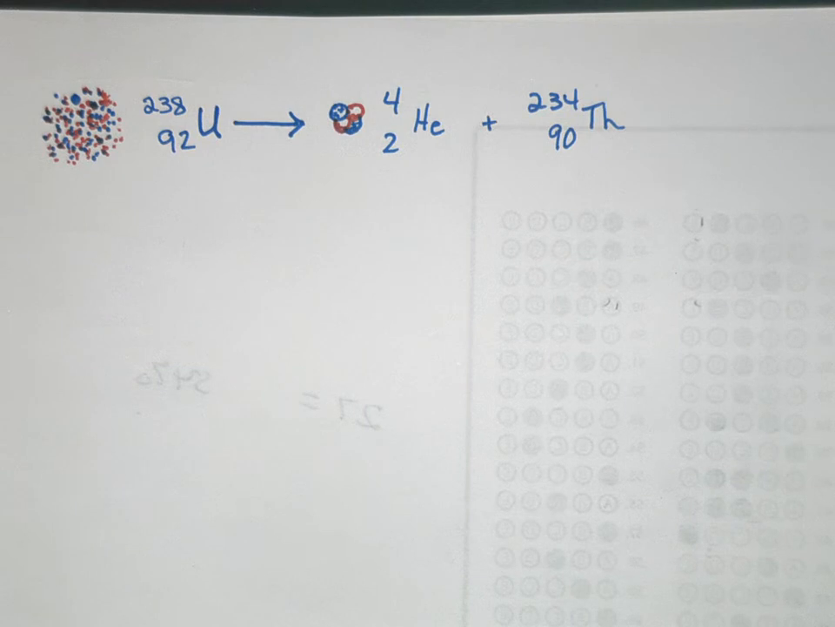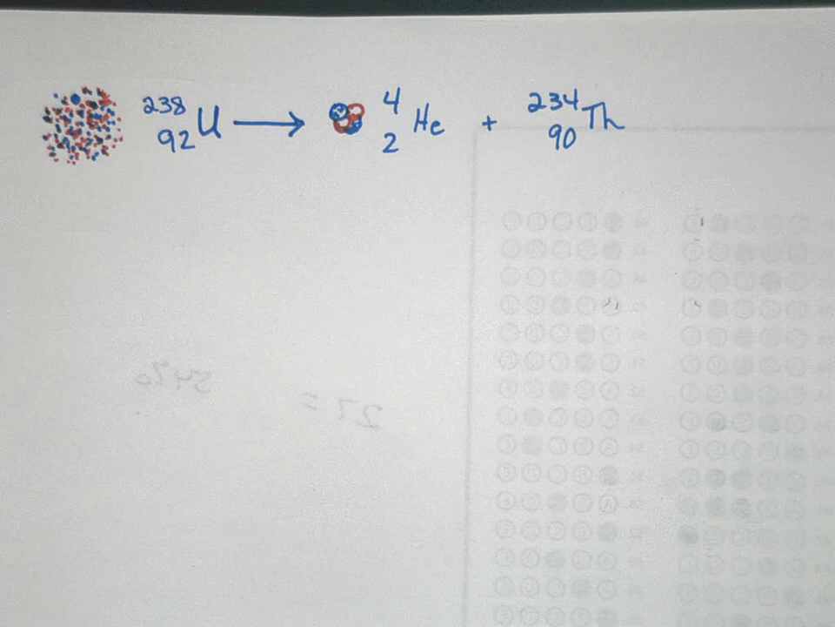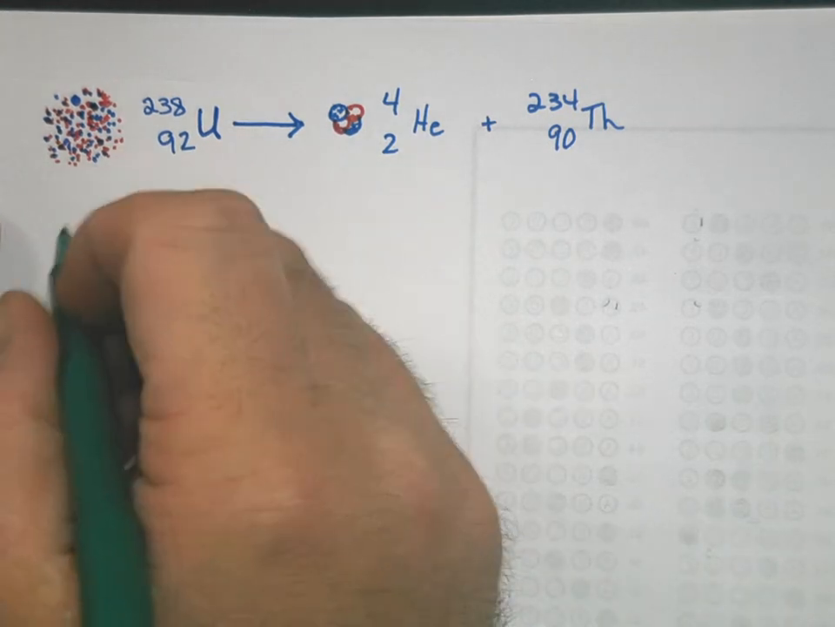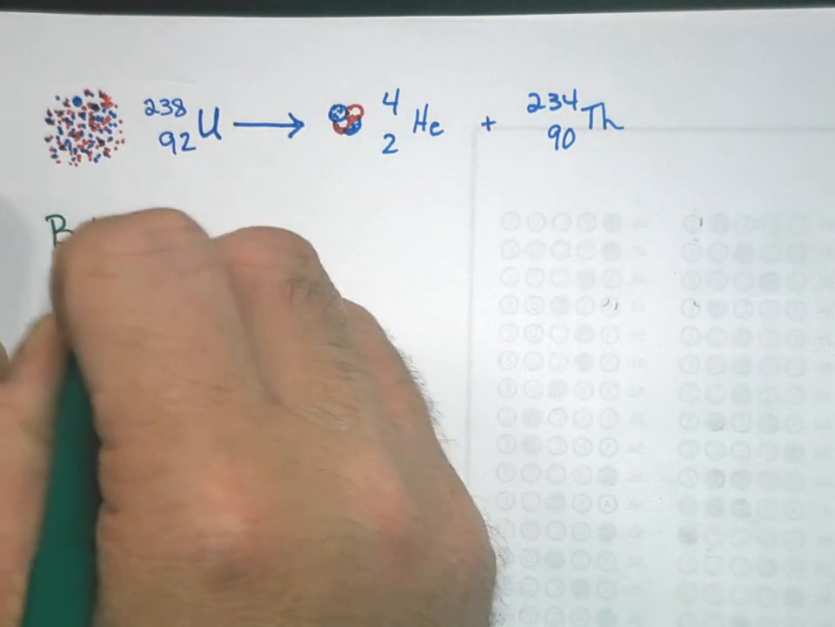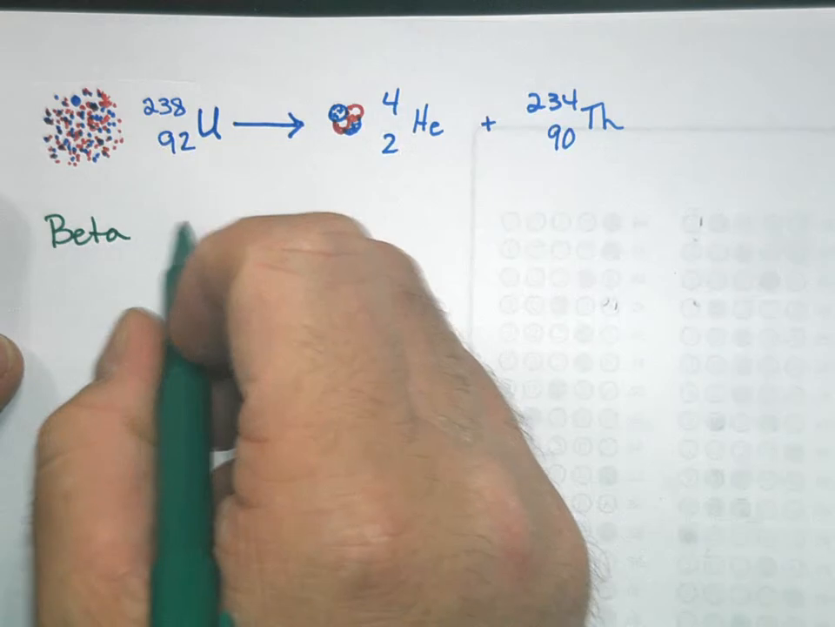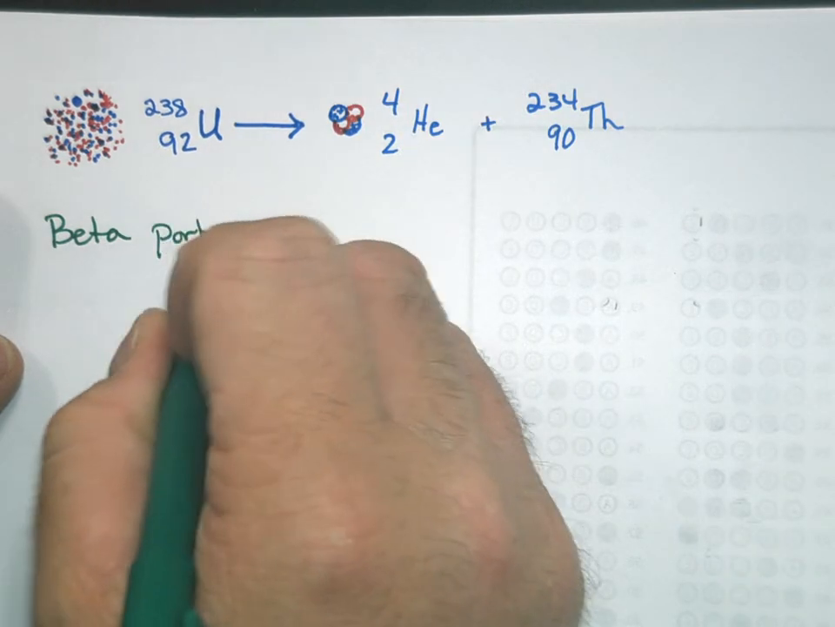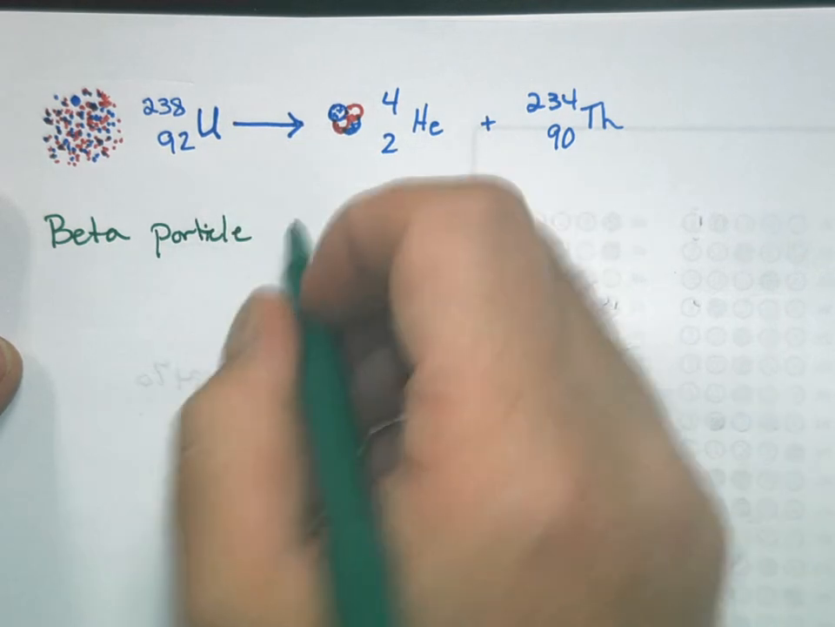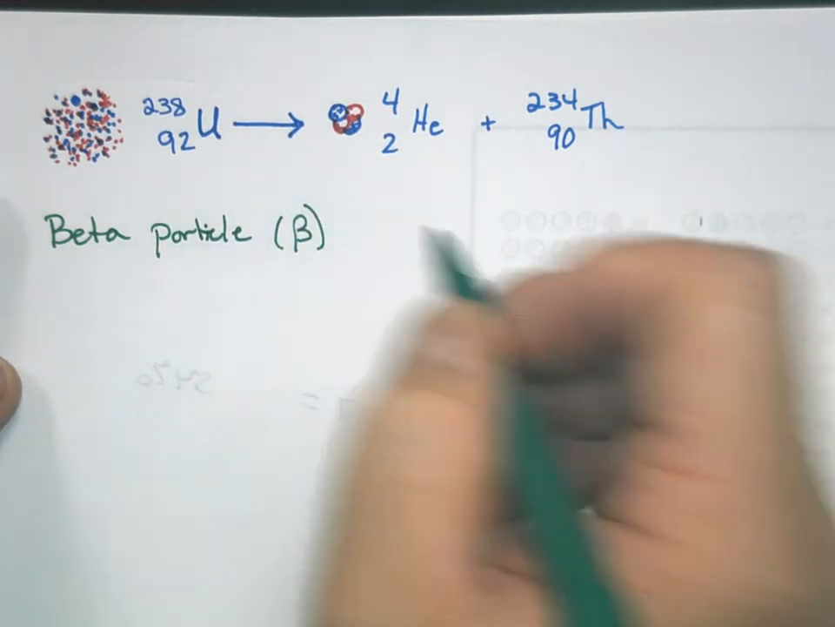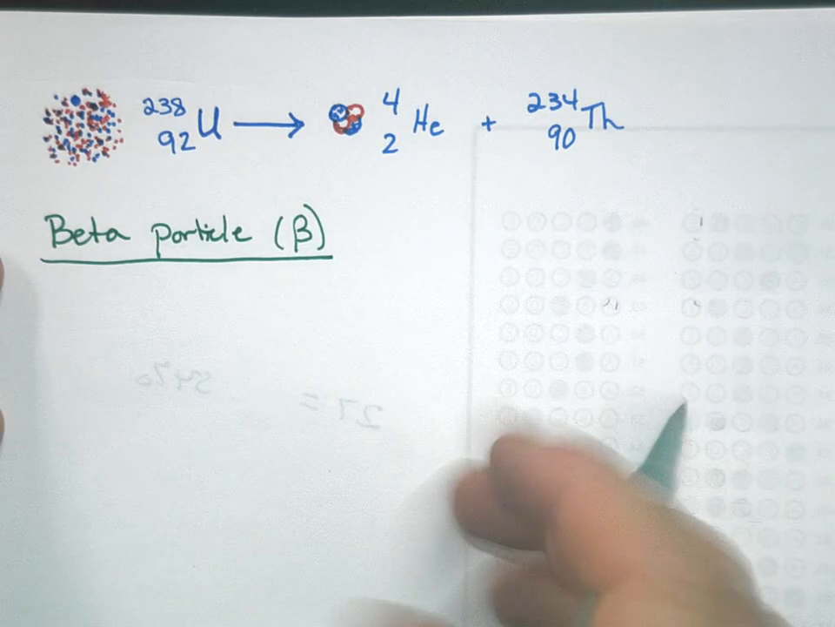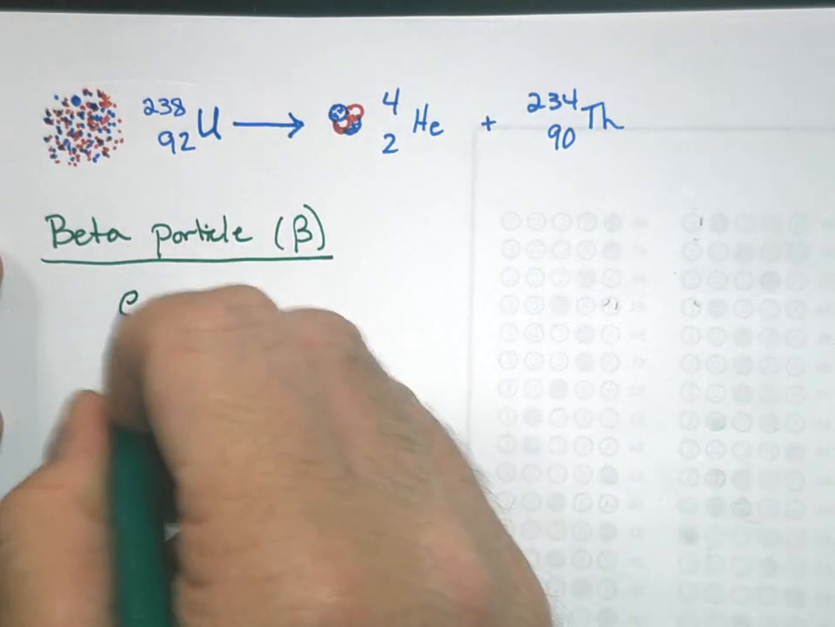Sometimes it's possible to have too many neutrons. The shape of the nucleus gets kind of funky, and sometimes it needs to rearrange what particles it has. If we have too many neutrons, this is what happens. We get what's called beta decay. It gives off a beta particle. That's the symbol for it. A beta particle is just that: an electron.